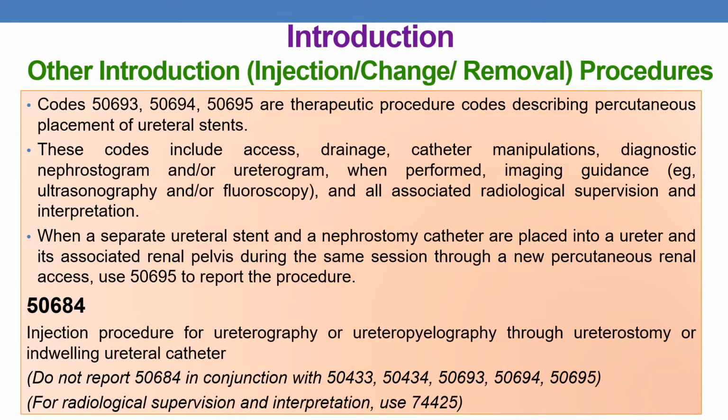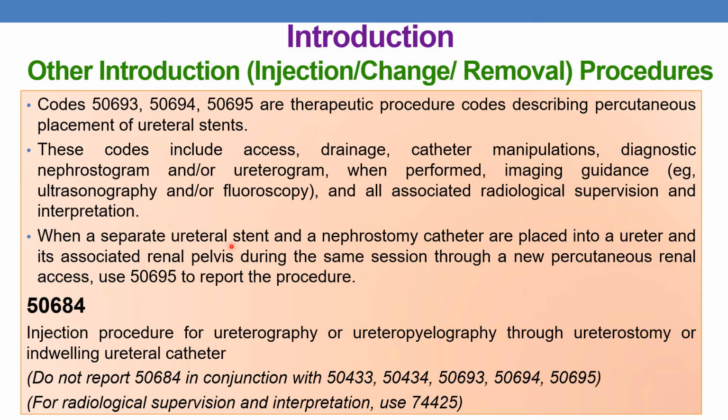Now coming to the next topic, that is introduction or other introduction, for example, injection, change, removal procedures. Here the codes 50693, 694 and 695 are therapeutic procedure codes describing the percutaneous placement of ureteral stents. These codes include access, drainage, catheter manipulations, diagnostic nephrostogram and/or ureterogram when performed, imaging guidance, for example, ultrasonography and/or fluoroscopy, and all associated radiological supervision and interpretation.